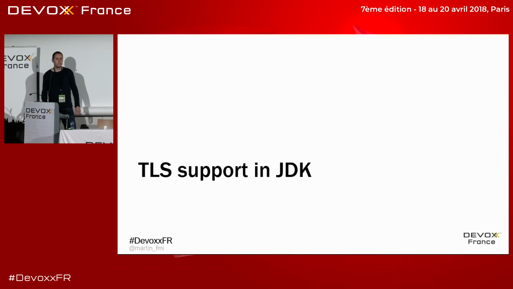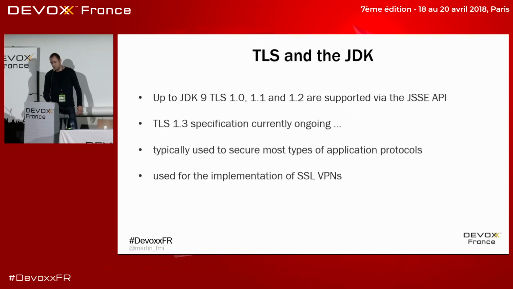So let's first revisit the state of TLS in the JDK before Java 9. Up until Java 9, the Java platform supports different versions of the TLS specification. The latest one of them is version 1.2. And currently there is a version 1.3 of the TLS specification ongoing. Just a few weeks ago, the Oracle security team announced that it started implementing the new features from the TLS 1.3 specification. So we might expect that in Java 11 or Java 12, we'll see new enhancements in TLS coming.